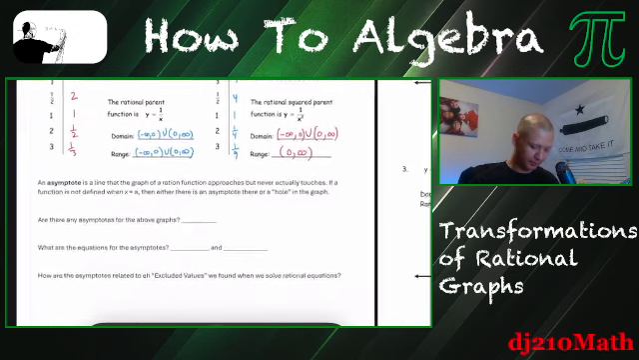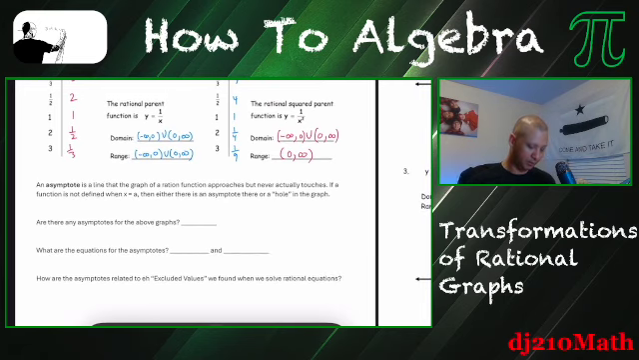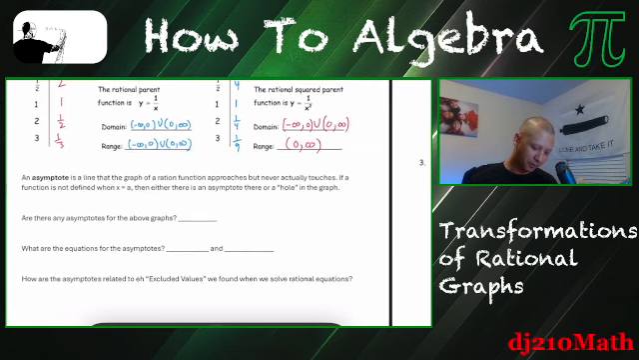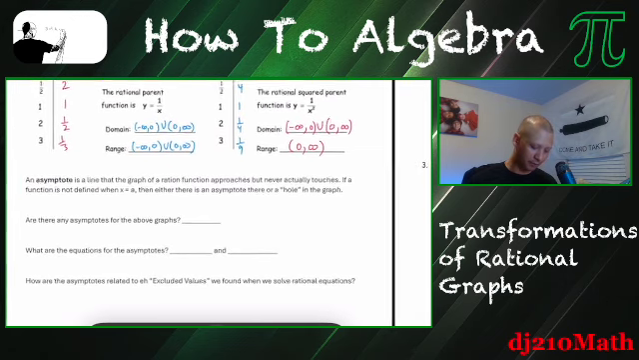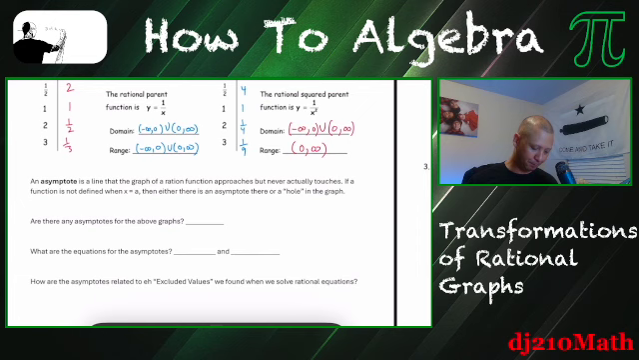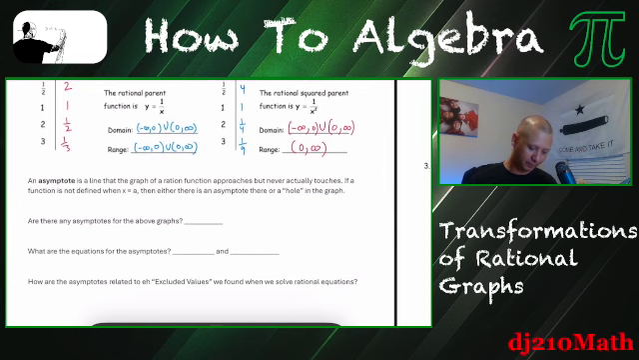You want to read this? This basically tells you what an asymptote is. I'm not going to insult you. We've talked about asymptotes multiple times in other videos. You can pause and read this if you want. Okay, so if you read this last statement, there is either an asymptote or there is a hole in the graph, which we'll cross later. We'll bring that up here in a minute.